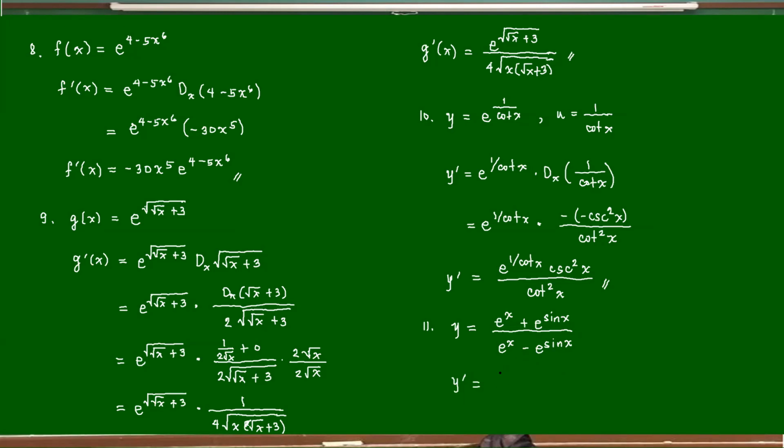So how do we differentiate a quotient? The denominator times the derivative of the numerator. I'll do it mentally. What is the derivative of e to the x? E to the x. Derivative of x, 1, plus what is the derivative of e to the sine x? E to the sine x. Derivative of sine x, cosine x. Okay, guys? Then minus, I don't think it will fit here. No? So let me transfer this to the other slide.